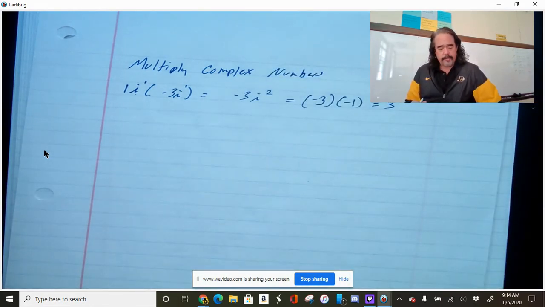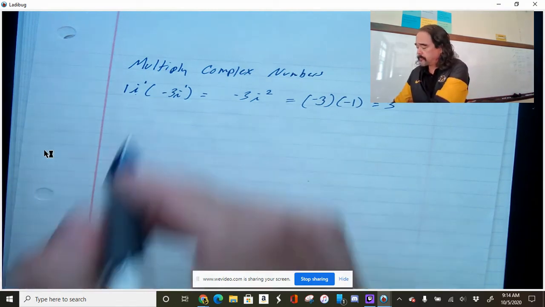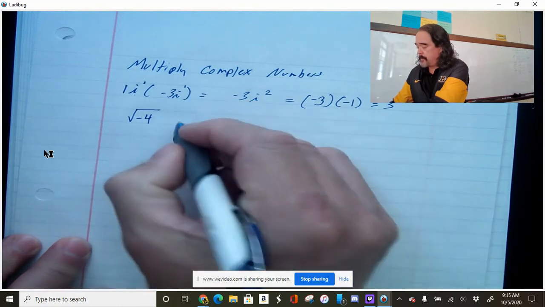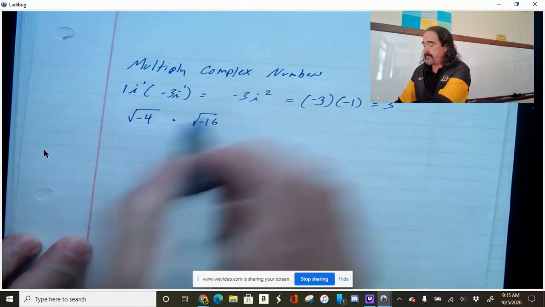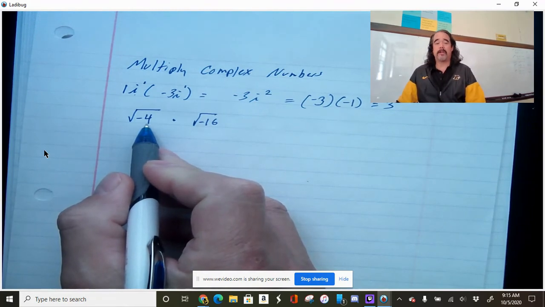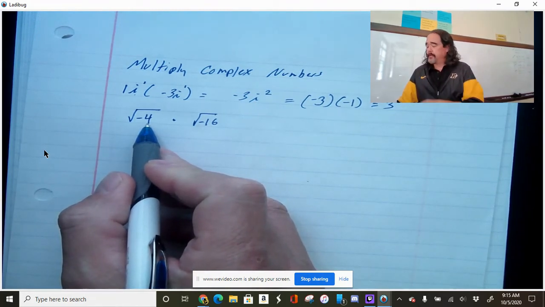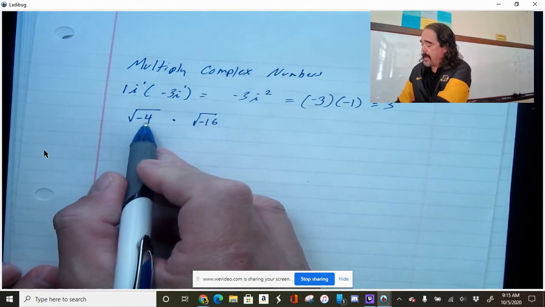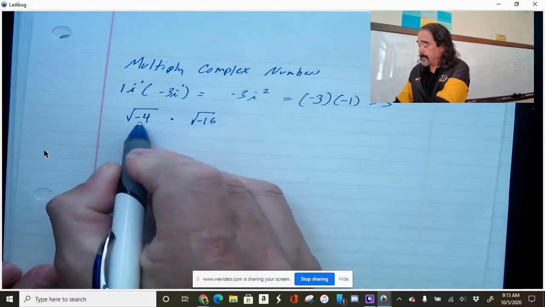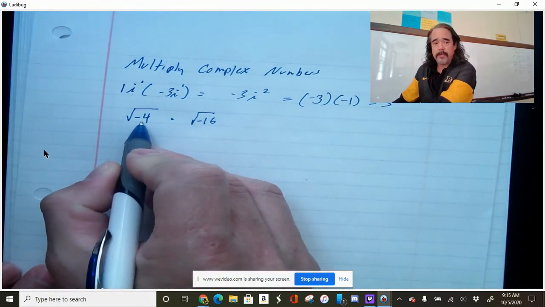If I was going to multiply this, the square root of -4 times the square root of -16, well, we already know that there is no square root of -4. That's a non-real number. But I'm going to do this the correct way first, and then I'm going to do an incorrect way, because there's a rule that you guys should remember. But anyway, I'm going to simplify this using i.